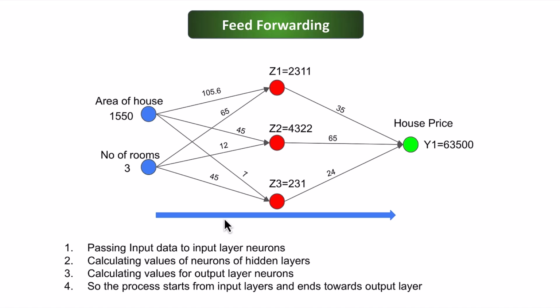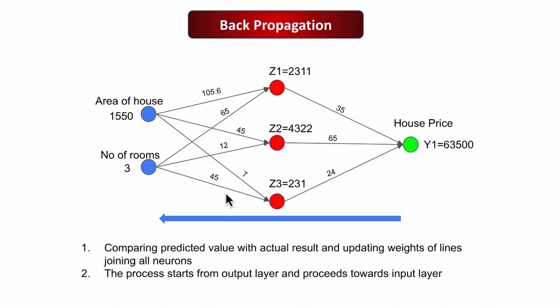After feed forwarding, we learned about backpropagation. After calculating the values of neurons at the output layer, we compare this predicted value with the actual value. Then we update the weights of the neural network, and this process of updating weights is called backpropagation. So the process starts from the output layer and proceeds towards the input layer.